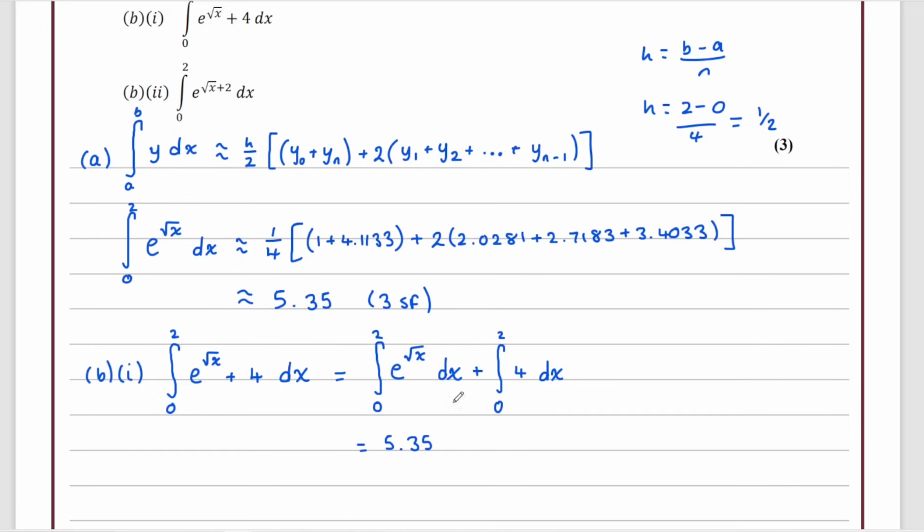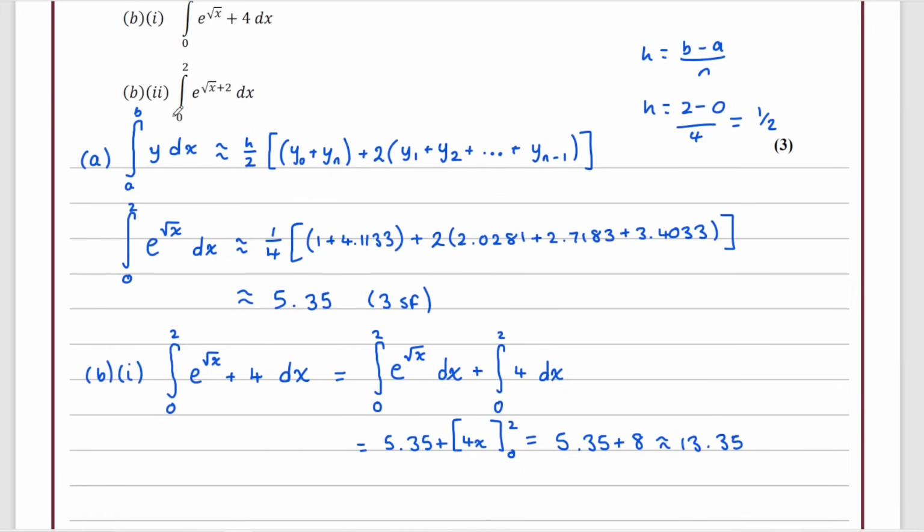So that's going to be 4x. You get 4x there. Don't forget our limits here. So from 0 to 2. Well, 4x with these limits here, that's going to be 4 times 2, which is 8, minus 4 times 0. So that's going to be 0 there. So 8 minus 0 gives us 8 there. So what I've got here then is 5.35 plus 8. And that gives us approximately then, for this integral here, 13.35. Okay, so that's the solution to B part 1.